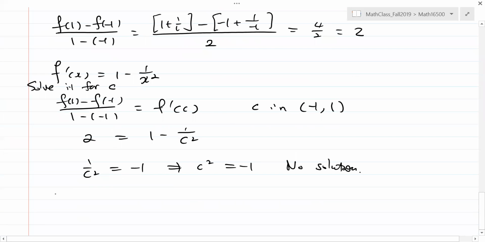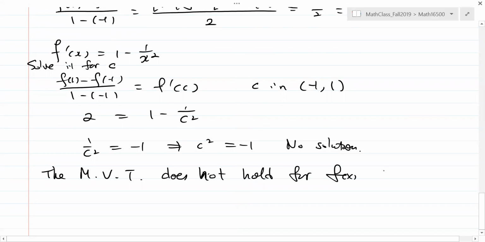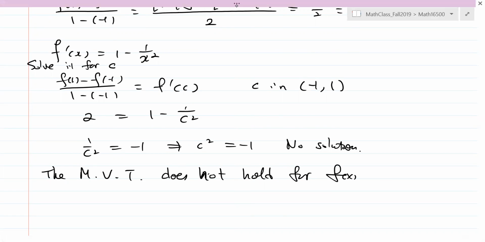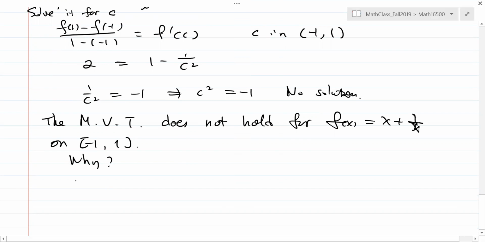First of all, you have to say the mean value theorem does not hold for this function on the interval from negative 1 to 1. You have to give me the reason why. Why? Because f of x is discontinuous.